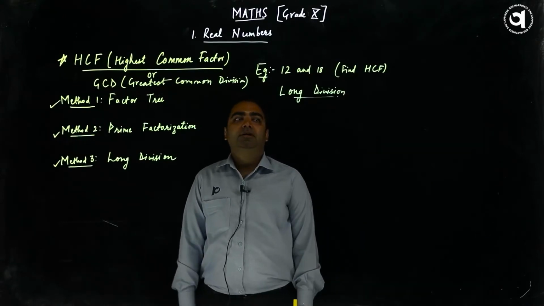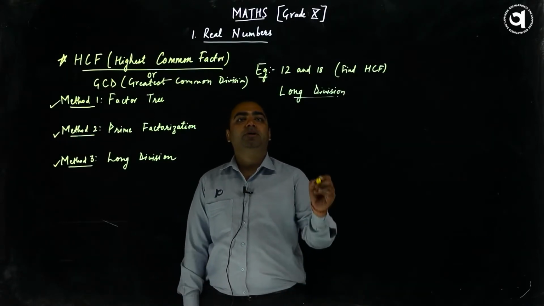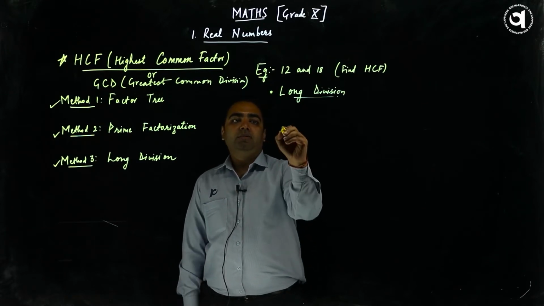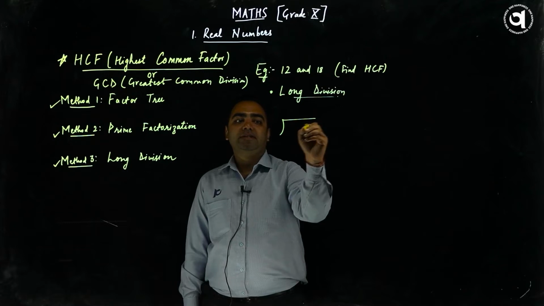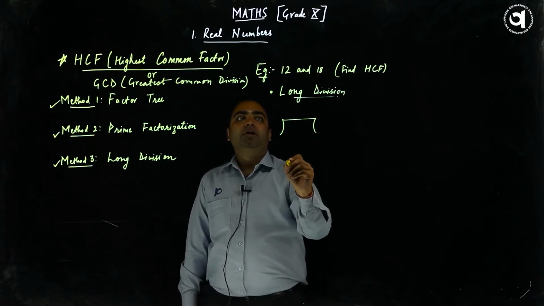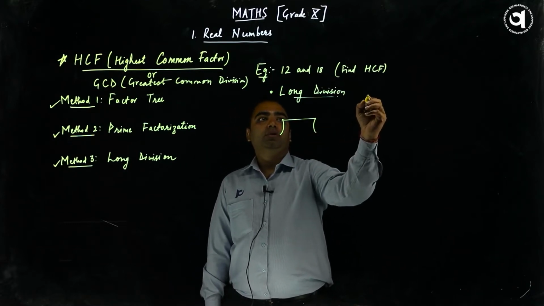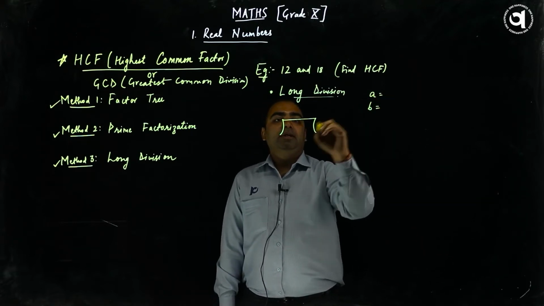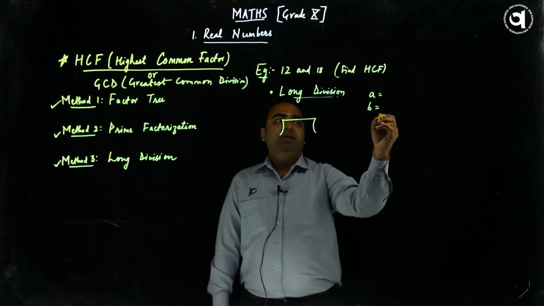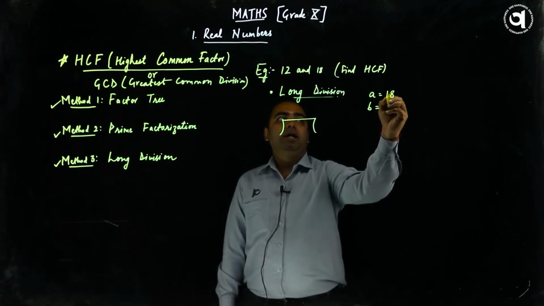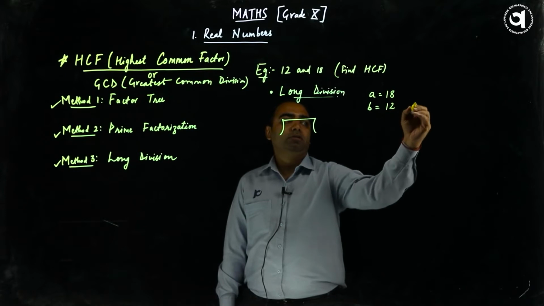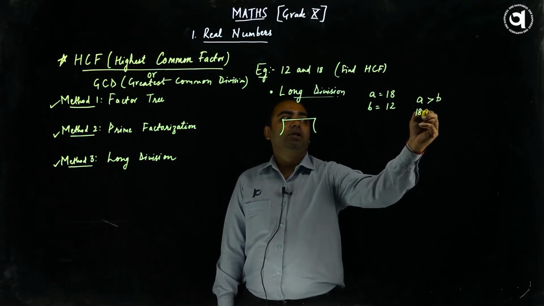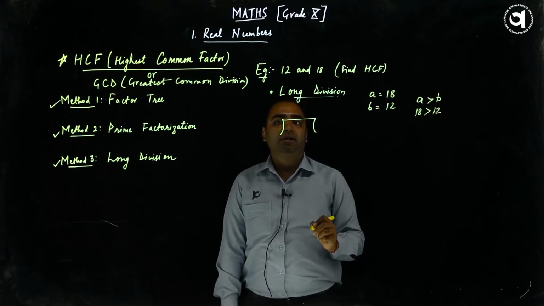Now let's see the third method for finding HCF, and one of the important methods for this chapter, that is long division method. Now how to solve any question of HCF by using long division method? First of all, we have two numbers, one will be A and the other will be B. A will remain inside the division and B will remain outside the division. So this is the highest number and this will be the lowest number, where A should be greater than B. So here you can see the condition is matching, that 18 is greater than 12.